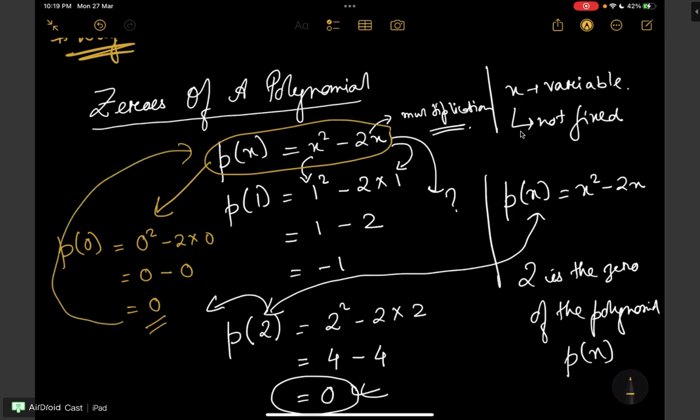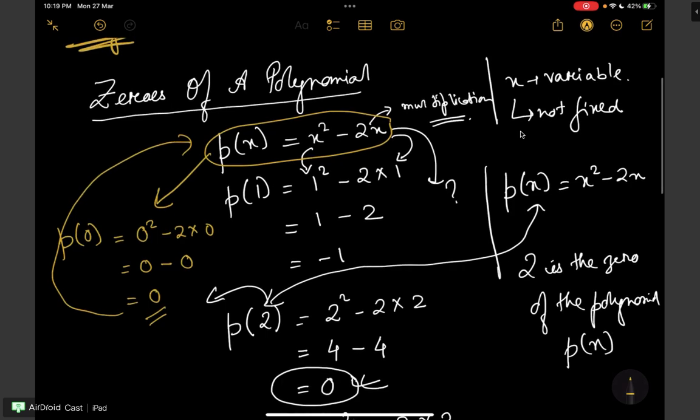That means 0 is one of the zeros of the polynomial P(x). And in the same polynomial, when we put 2, that time also we are getting the value 0. So, for this polynomial P(x), we are getting two zeros, which are 0 and 2. Why are 0 and 2 known as zeros of the polynomial P(x)? Because in place of x, when we put 0 and when we put 2, we are getting the result as 0.